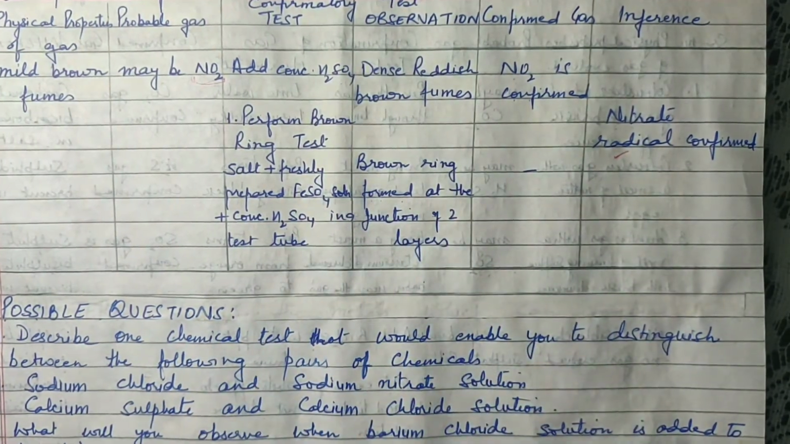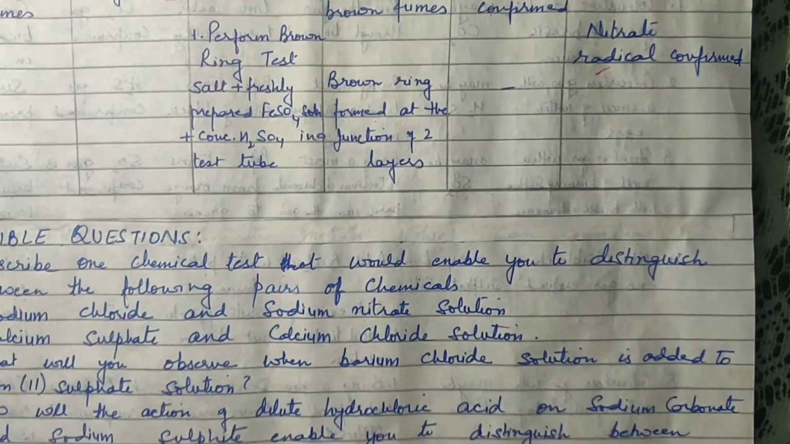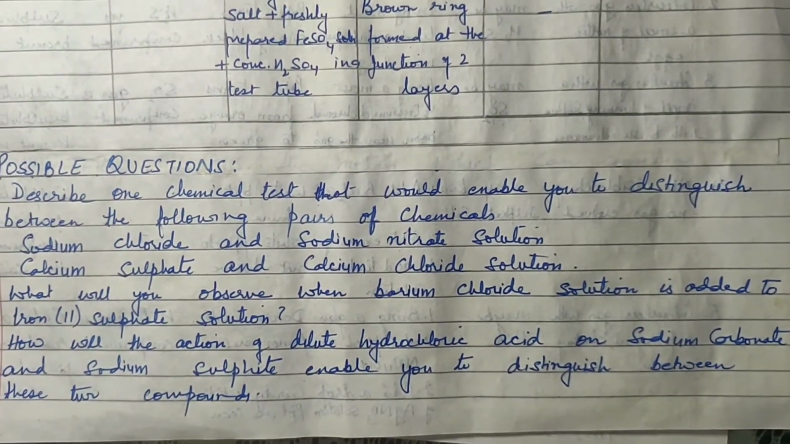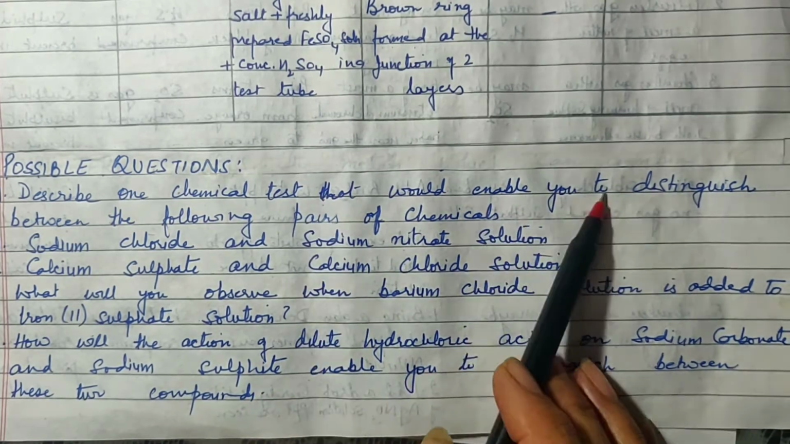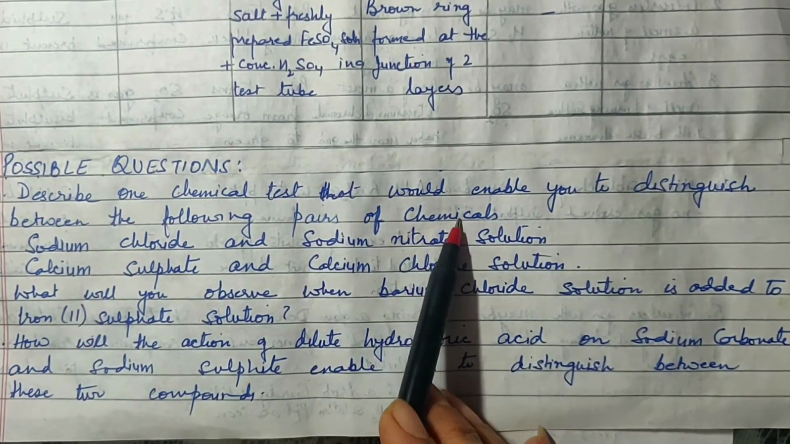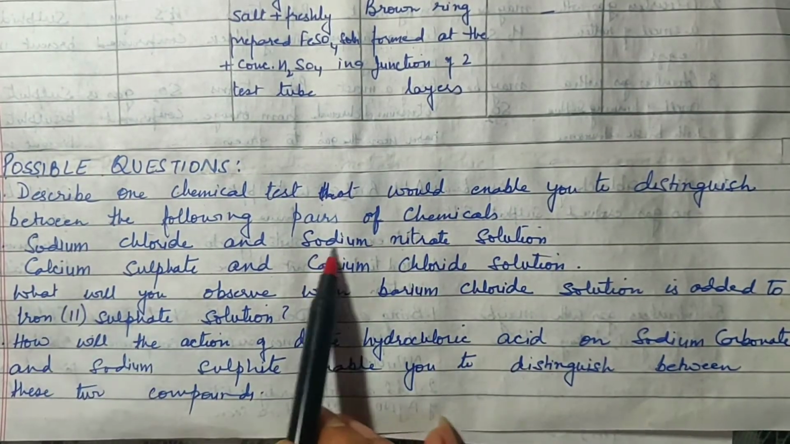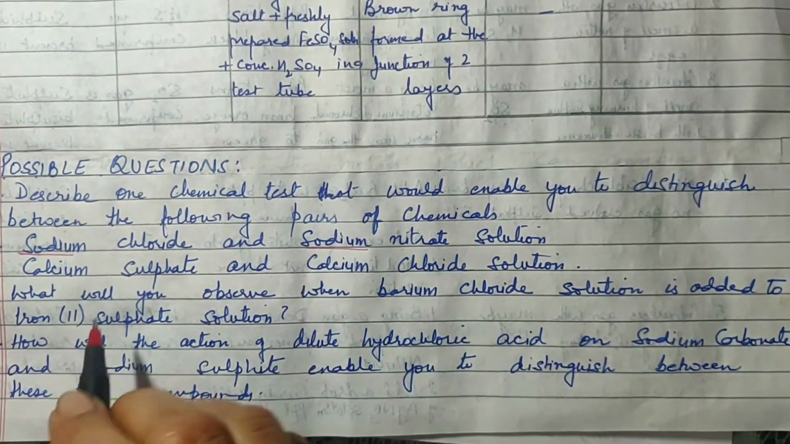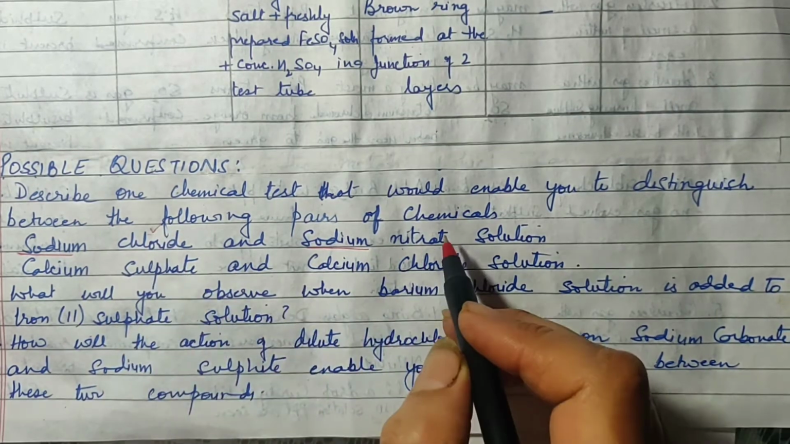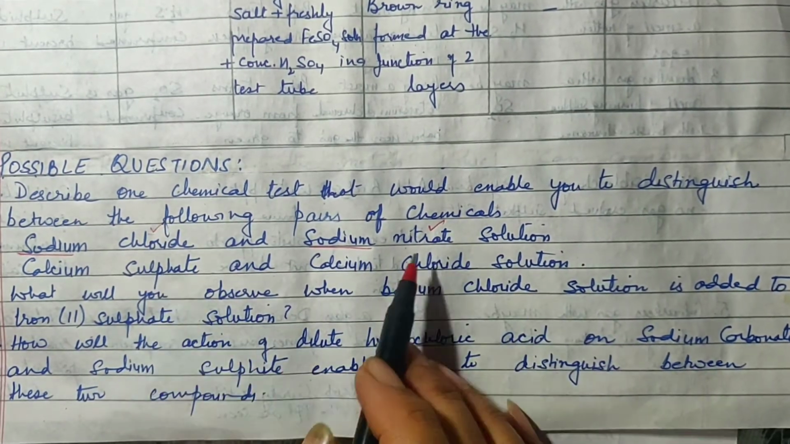Now what are the possible questions which can be asked out of what we've done just now? The first one is: describe one chemical test that would enable you to distinguish between the following pairs of chemicals. Sodium chloride and sodium nitrate. I hope you observed that the cation in both of them is the same. So basically they want you to distinguish between chloride and nitrate.